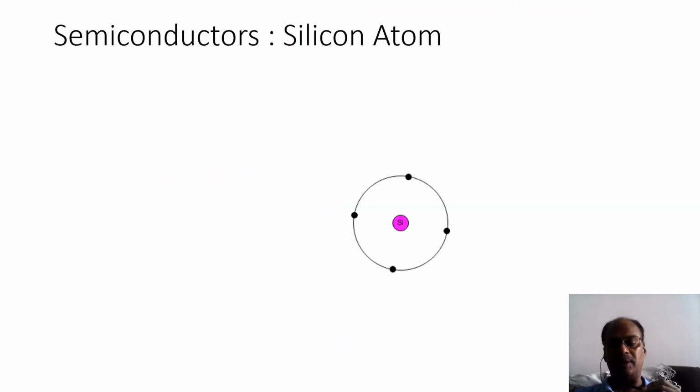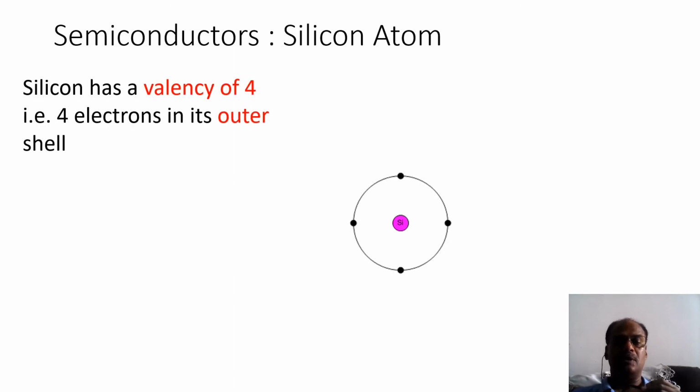Let us see the semiconductors. Take the semiconductor, for example, the silicon atom. The silicon or any semiconductor atom has 4 electrons in its outer shell. That means every atom requires at least 8 electrons to fulfill its outer shell, but it has 4 electrons in its outer shell, and so there is a deficiency of 4 electrons.